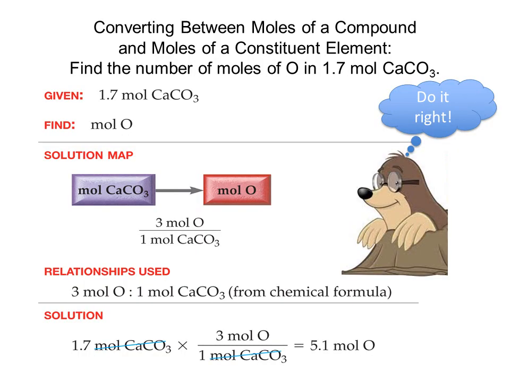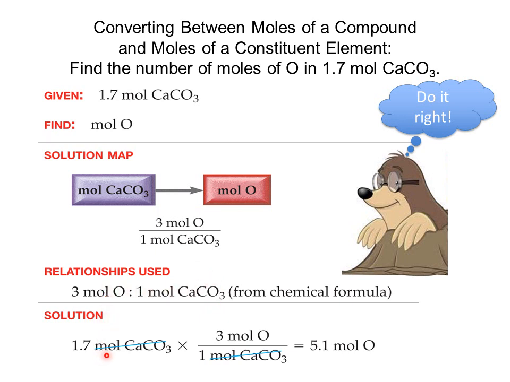How do you convert between moles of compound and moles of constituent element? You find the number of moles of oxygen in such a formula as calcium carbonate, CaCO3. So you might be given the moles of calcium carbonate and you want to find the moles of oxygen. Just 1 conversion unit needed, the one you get by looking at the formula. Looking at the formula, you can see that there are 3 moles of oxygen per 1 mole of calcium carbonate. This then is your conversion unit.